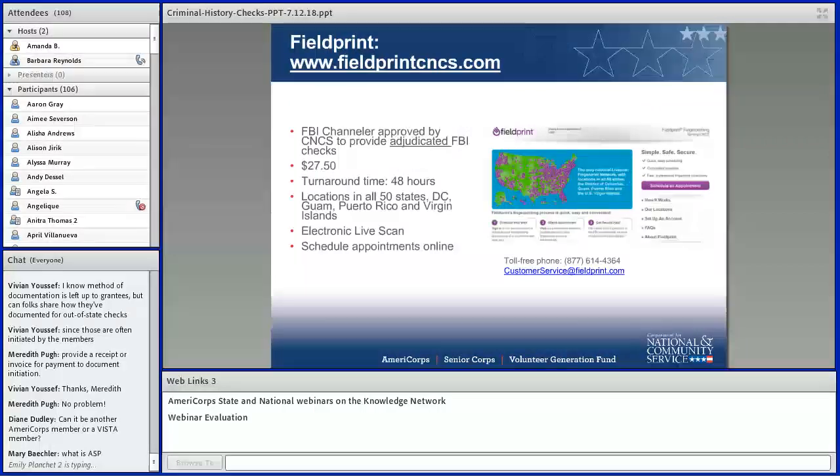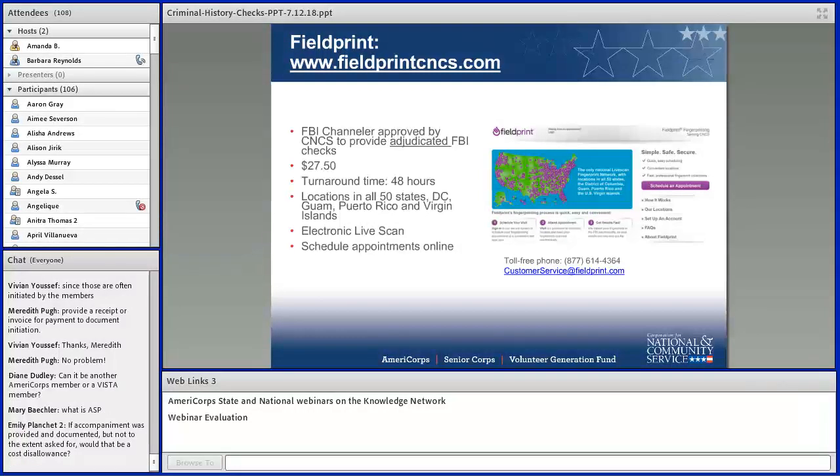FieldPrint. So FieldPrint is a channeler that's approved by CNCS to provide adjudicated FBI checks. So let me just unpack that a little bit. What is a channeler? A channeler is a word that I've never seen before other than with the FBI, but I think it's the word the FBI created. It basically means that they have a channel into the FBI's database. And there are about, I think, 16 private vendors right now who have access to the FBI database, 15 FBI channelers.